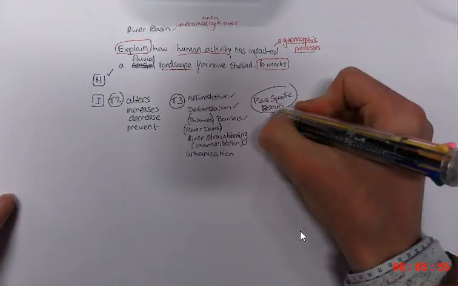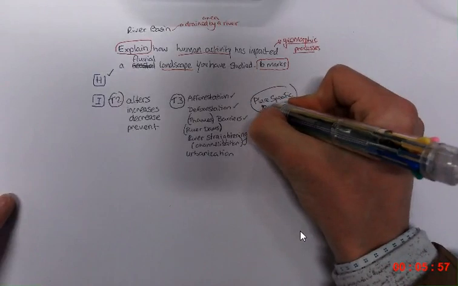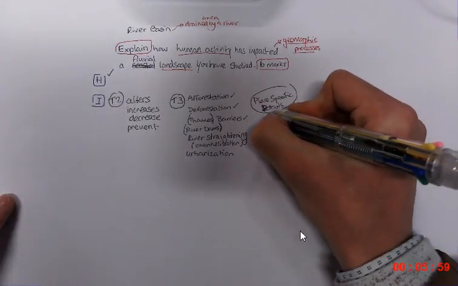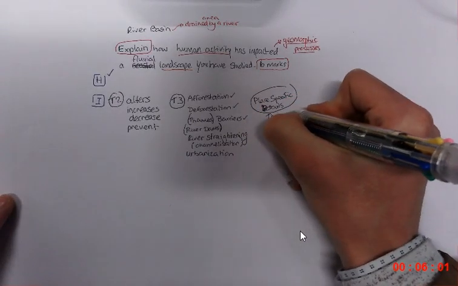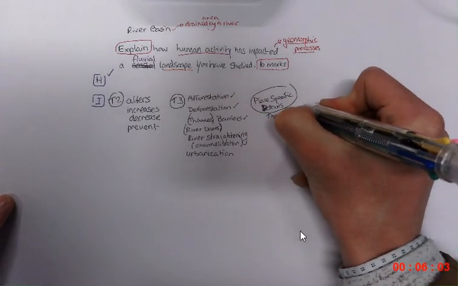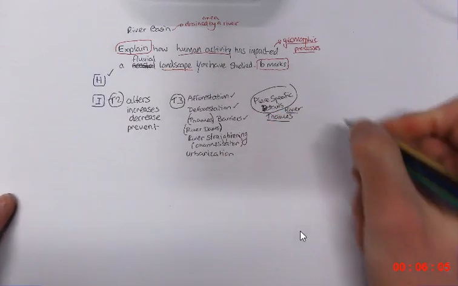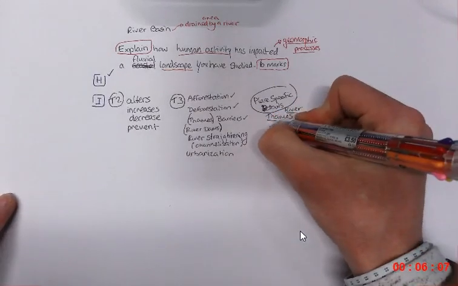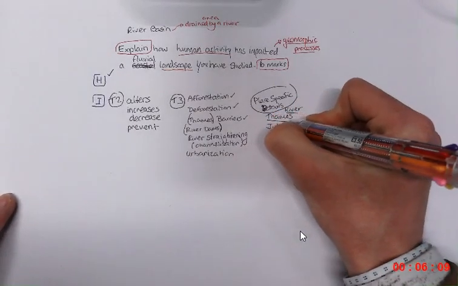Okay, so place specific details. We've got the Thames Barrier we've already mentioned, so the River Thames in general. River Thames, okay, that's one we can talk about. Generally, the Jubilee River.